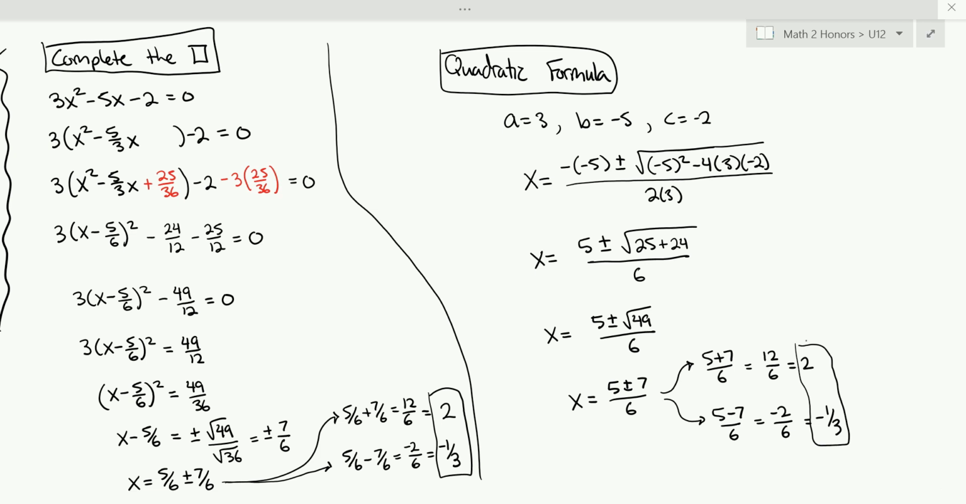And then quadratic formula should get the same thing. Here's my work. In this one, quadratic formula is considerably easier than completing the square. But if you go back to the first one, completing the square was a lot easier than quadratic formula. So it just depends on the problem you're given.